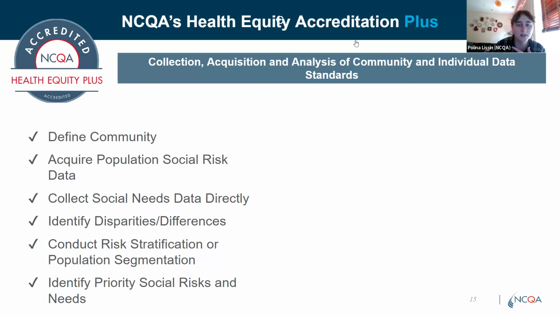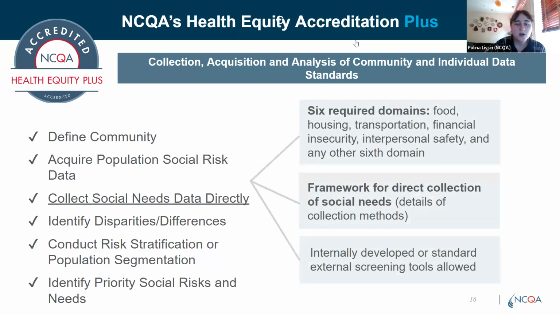And then next slide. If we focus in on the requirements around collecting individual social needs directly, the language in the standards allows any assessment tool to be used, whether it is internally developed or an external screening tool. There is a catalog of examples of assessment tools that can be used, but there's not a list that is required explicitly. The requirement around screening is that organizations are asking about at least 6 domains. That includes food, housing, transportation, financial insecurity, interpersonal safety, and any other 6th domain.